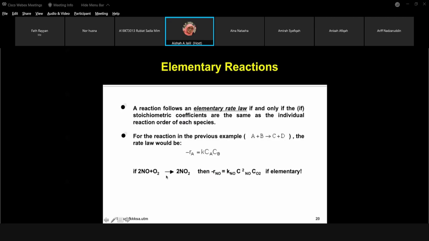Another example, if 2NO plus O2 to 2NO2, and this reaction is elementary, then the rate law must be like this. Negative r_NO. This is the rate of what? The A, what do you call it?